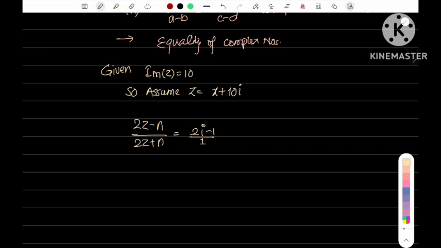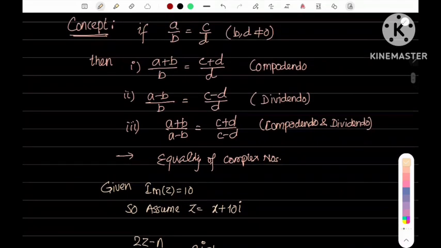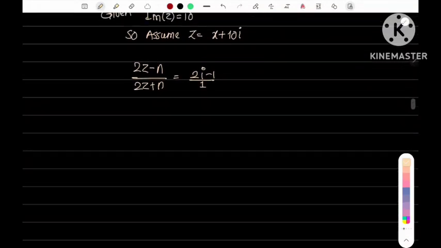So componendo says if a by b is equal to c by d, then componendo and dividendo says a plus b divided by a minus b will be equal to c plus d divided by c minus d. So we will do it here. This is a, in the denominator this is b. Here in the numerator a, and in the denominator 1. So we will say a plus b, it will be 4z divided by, if I say a minus b, I will get minus 2n. Here I will say c plus d, sorry, this will be equal to 2i divided by 2i minus 2.